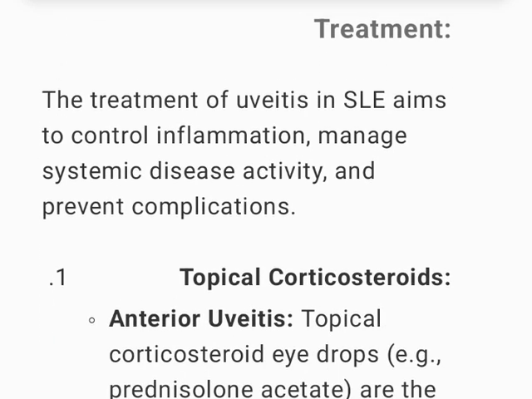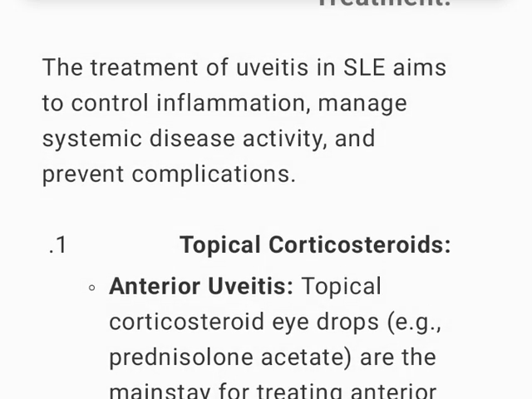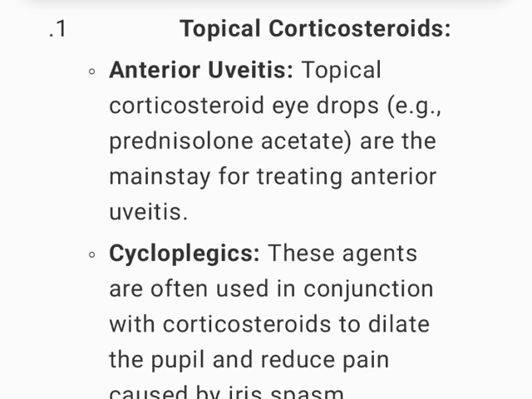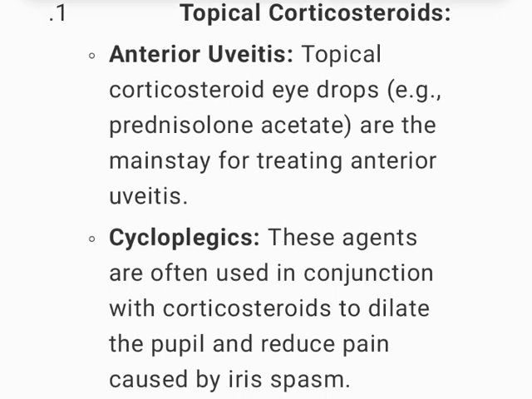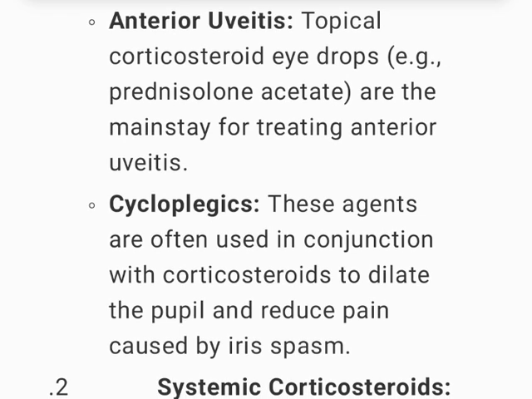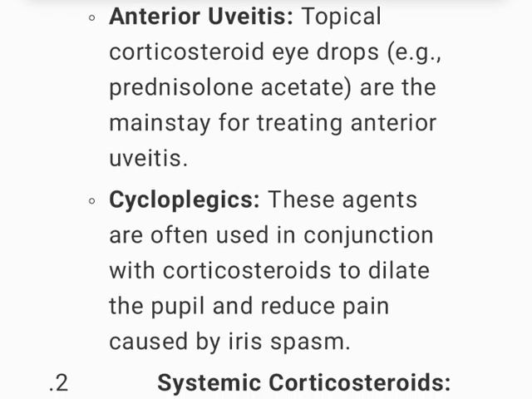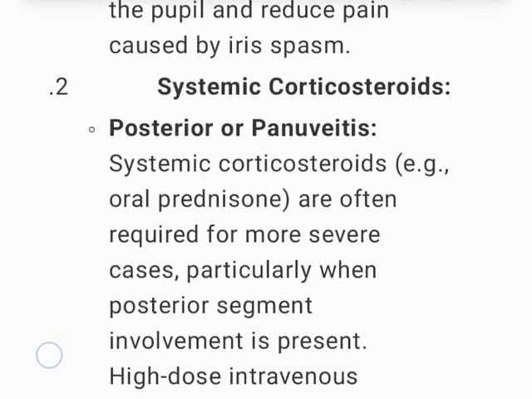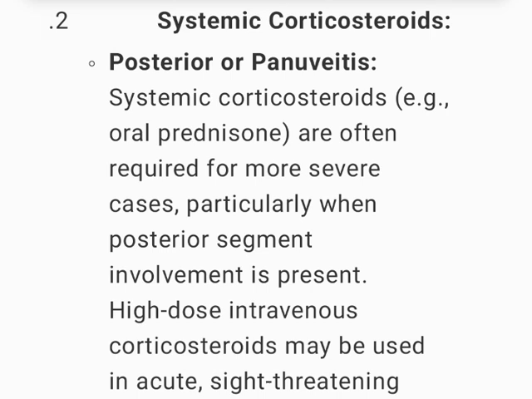Treatment. The treatment of uveitis in SLE aims to control inflammation, manage systemic disease activity, and prevent complications. 1. Topical corticosteroids. Anterior uveitis. Topical corticosteroid eye drops, e.g., prednisolone acetate, are the mainstay for treating anterior uveitis. Cycloplegics. These agents are often used in conjunction with corticosteroids to dilate the pupil and reduce pain caused by iris spasm.